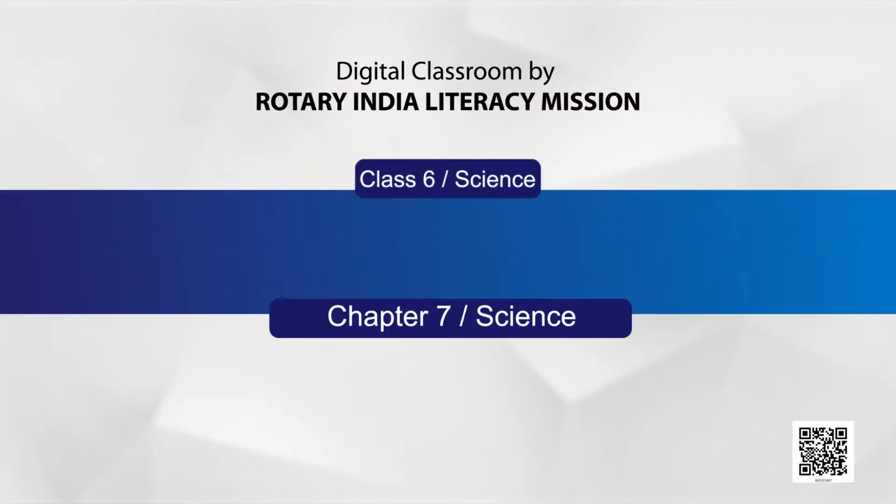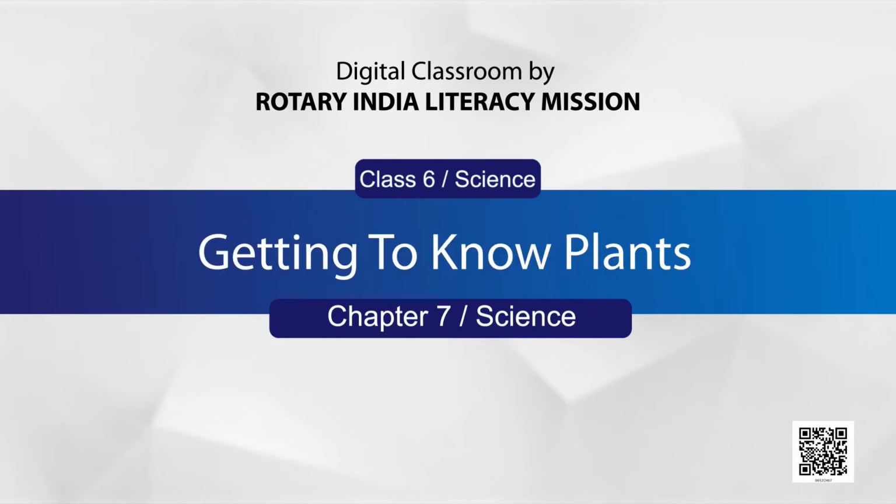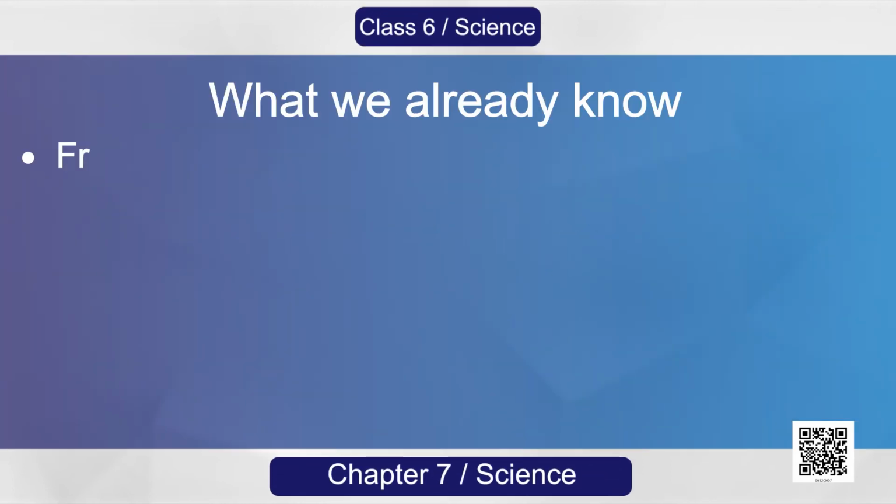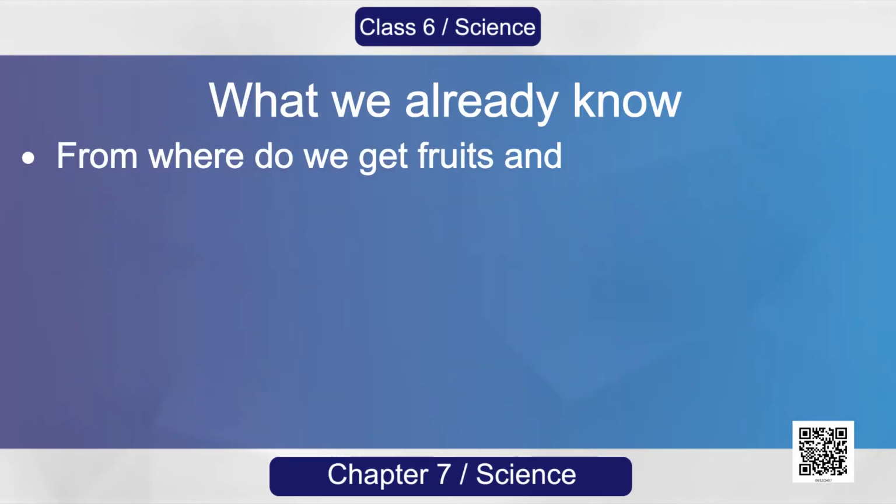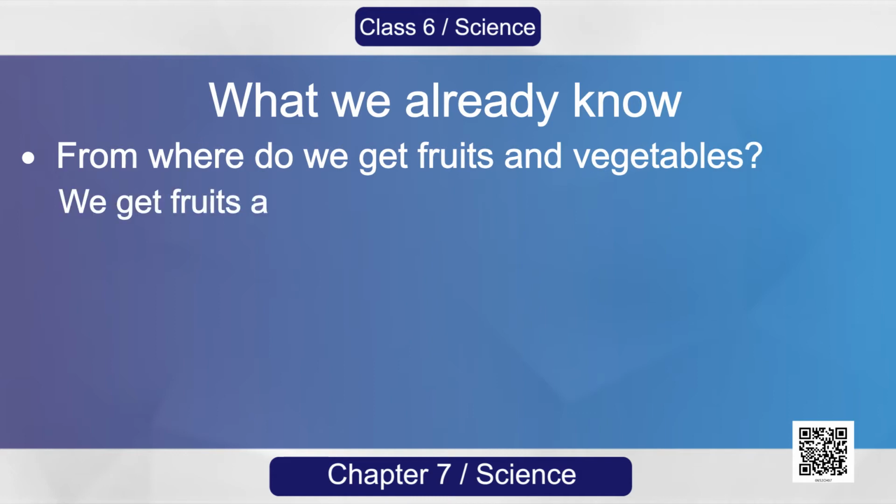Today, we will study Chapter 7, Getting to Know Plants of Class 6 Science. Children, let us recall what you already know. From where do we get fruits and vegetables? So we get fruits and vegetables from plants.